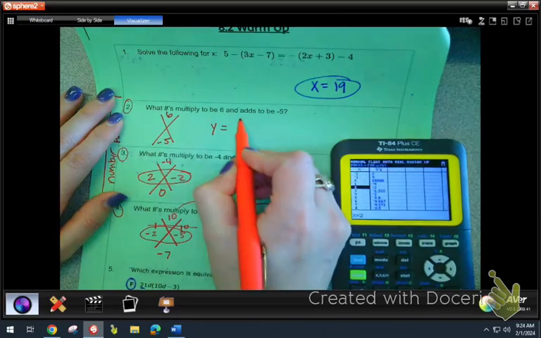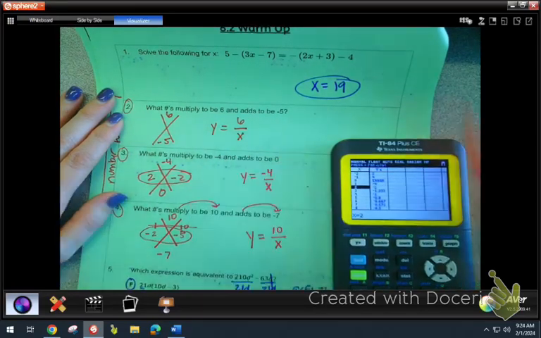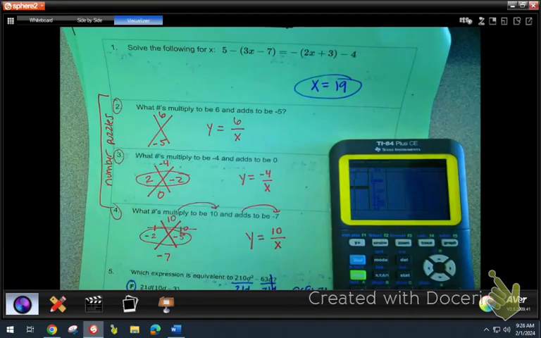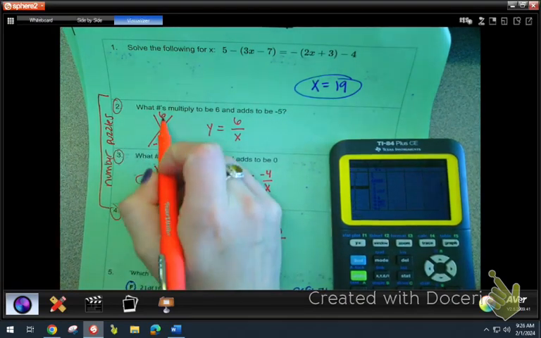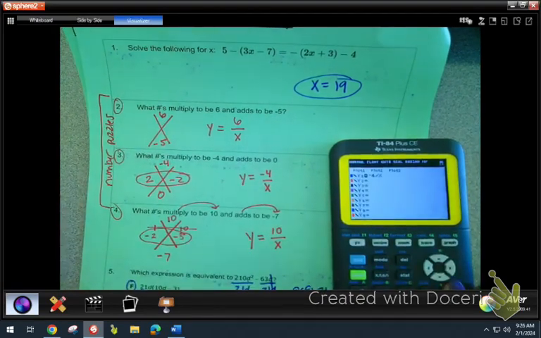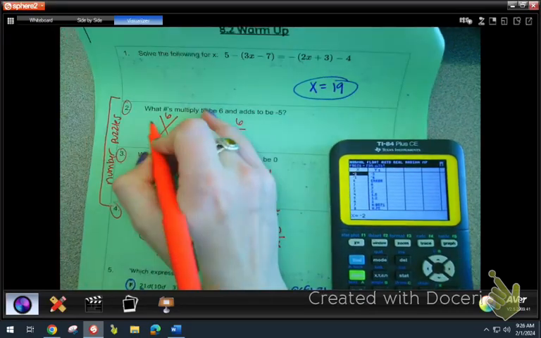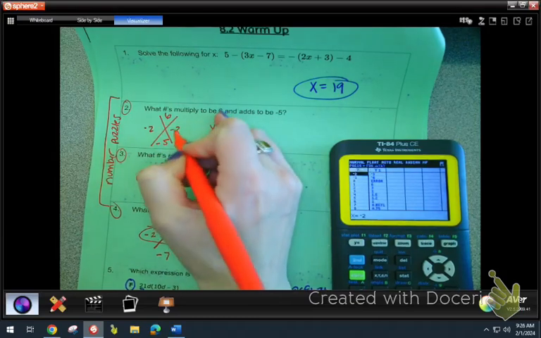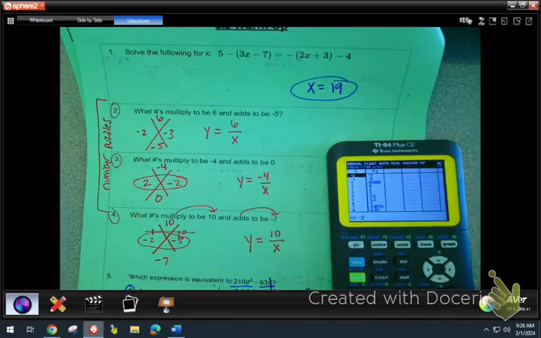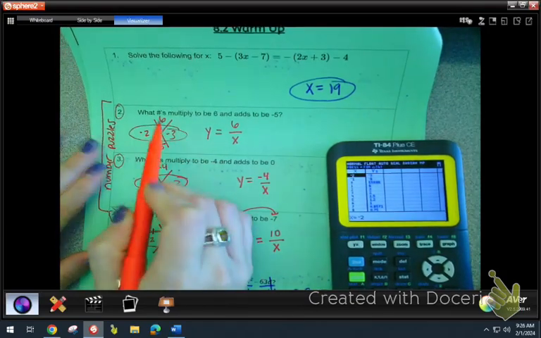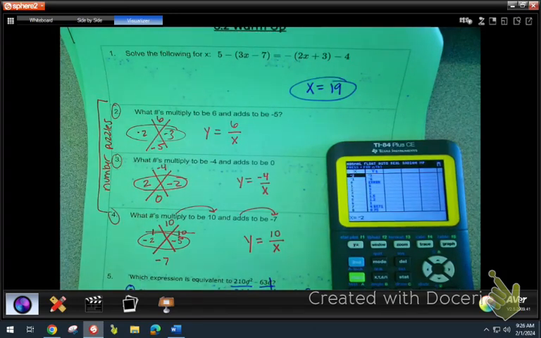I'm going to write my puzzle. I'm going to write what you put in your calculator. I need you to go through. Winners on multiplies to be +6 and adds to be -5. -2 and -3. Because remember, a negative times a negative is a positive. A negative plus a negative is just a bigger negative.